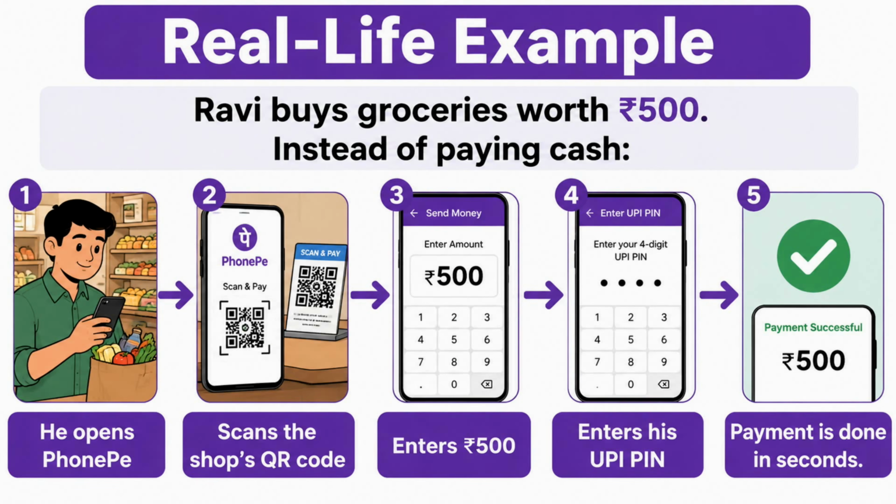Now we will see a real life example. Ravi buys groceries worth 500 rupees. Instead of paying cash, he opens PhonePe, scans the shop's QR code, enters 500 rupees, enters his UPI PIN, and the payment is done in seconds.